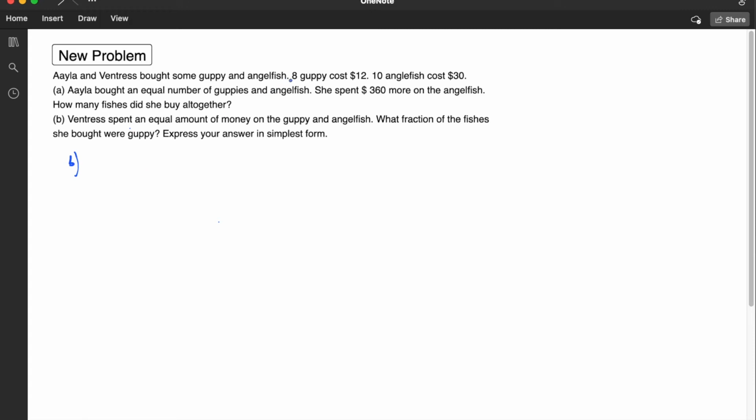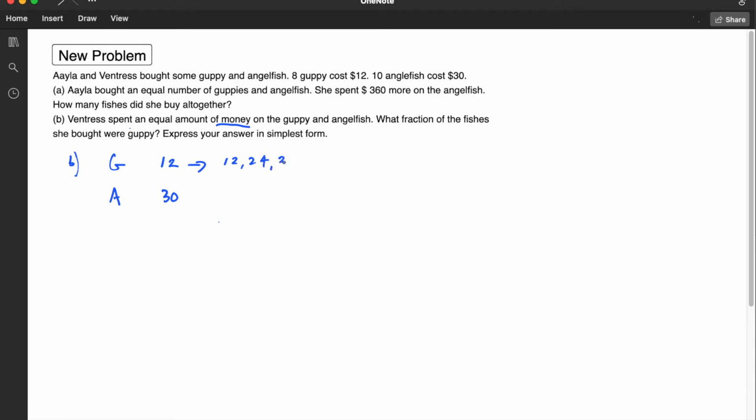So for part B, we are going to do the same. But instead of the numbers 8 and 10 for the number of fishes, we're going to use $12 and $30, because now we are interested in the amount of money. So for the guppy, we're going to find the multiples of $12, and for the angelfish, we're going to find the multiples of $30.